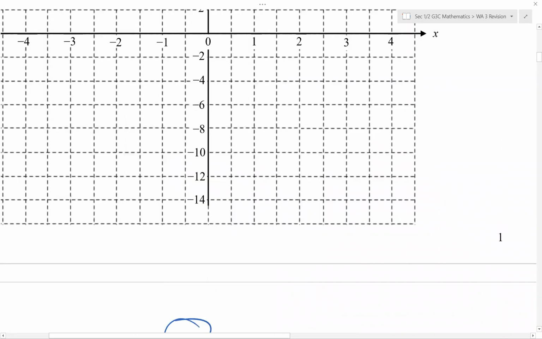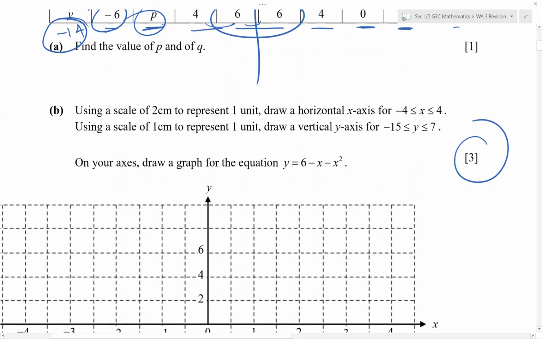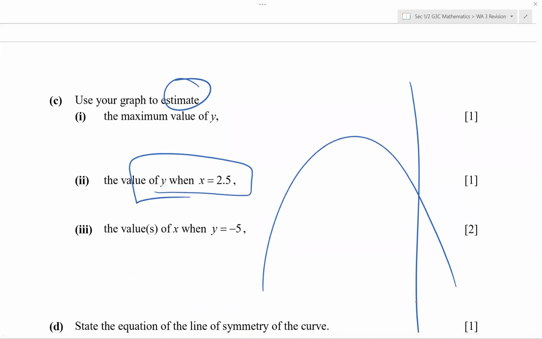So x being 2.5 will be on the right-hand side of the maximum point. x equals 2.5 somewhere here. And find its corresponding value of y. y equals question mark. Similarly for part 3. Take note, they say find the value(s) with a bracket s to see whether you can obtain 1 or 2 values of x.